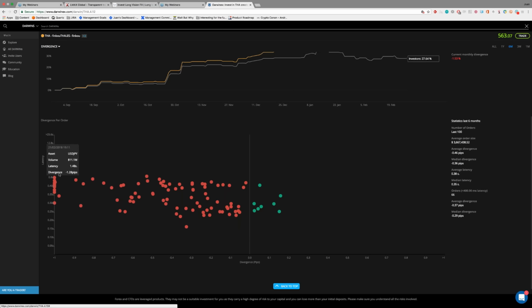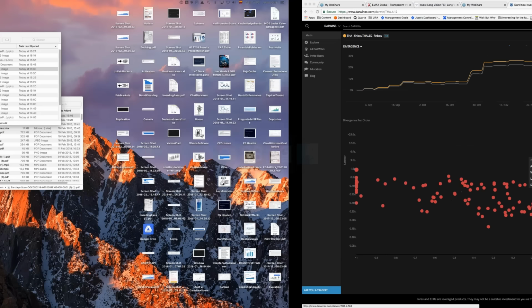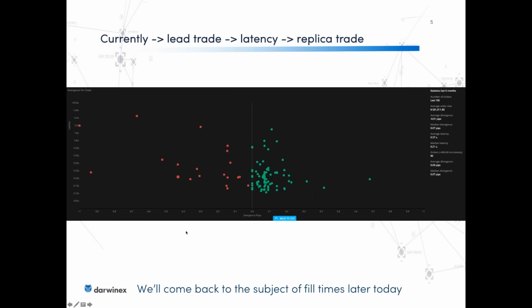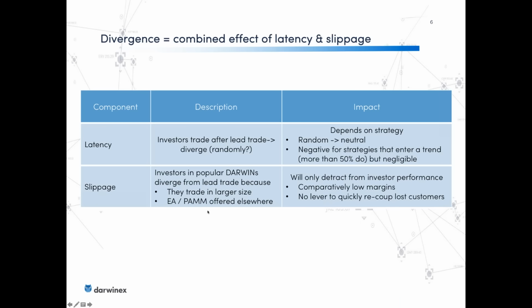And in some cases you see some pretty negative divergence. Okay, so it varies across Darwin providers, but ultimately there are two elements at play here that we shall discuss in a second. We'll come back to the subject of fill times later today, but for now, let's go back to the two components of divergence.